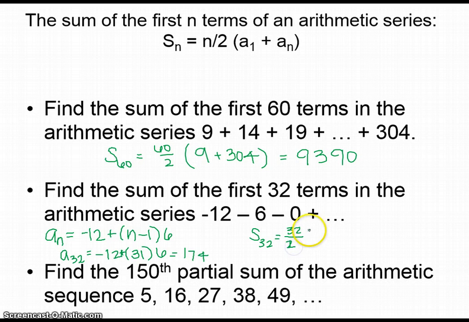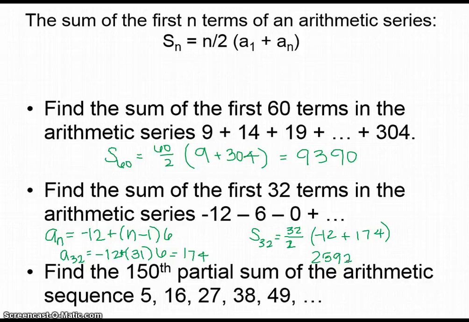Now I can find the sum of the first 32 terms. 32 divided by 2 times, and then my first term plus my 32nd term. So I'd add those two, multiply it by 16. Which should be 2,592.